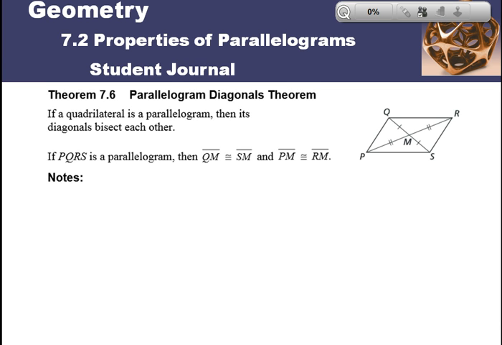So the next slide is called the parallelogram diagonals theorem, and this gives me some information about the diagonals. So again, it says if a quadrilateral is a parallelogram, then its diagonals bisect each other. So let's talk about what that word bisects means again. We've talked about it a few times, but one more time. What does bisect mean? Bisect means cuts into two equal pieces.